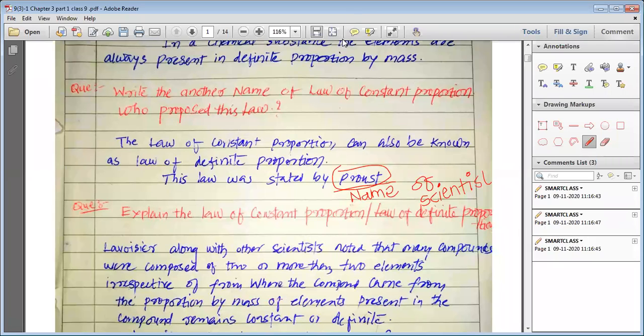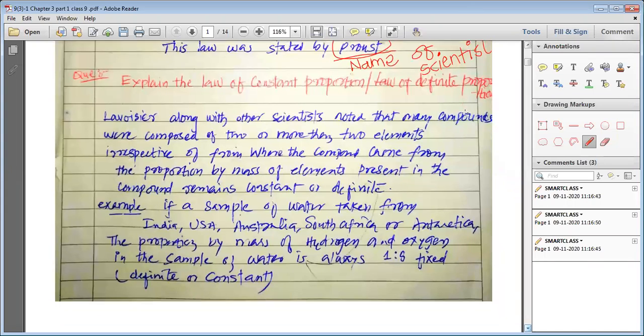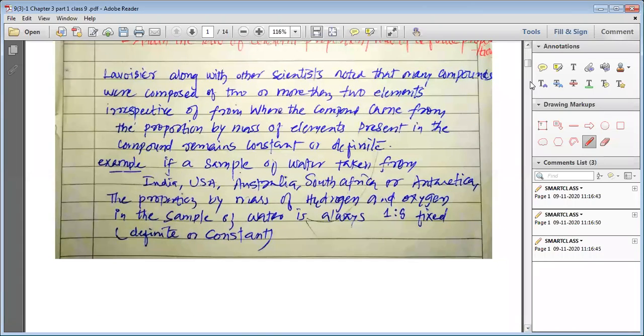Now we are going to understand it a little bit more with the new question. Explain the law of constant proportion or law of definite proportion. So let us explain, let us understand it in detail.